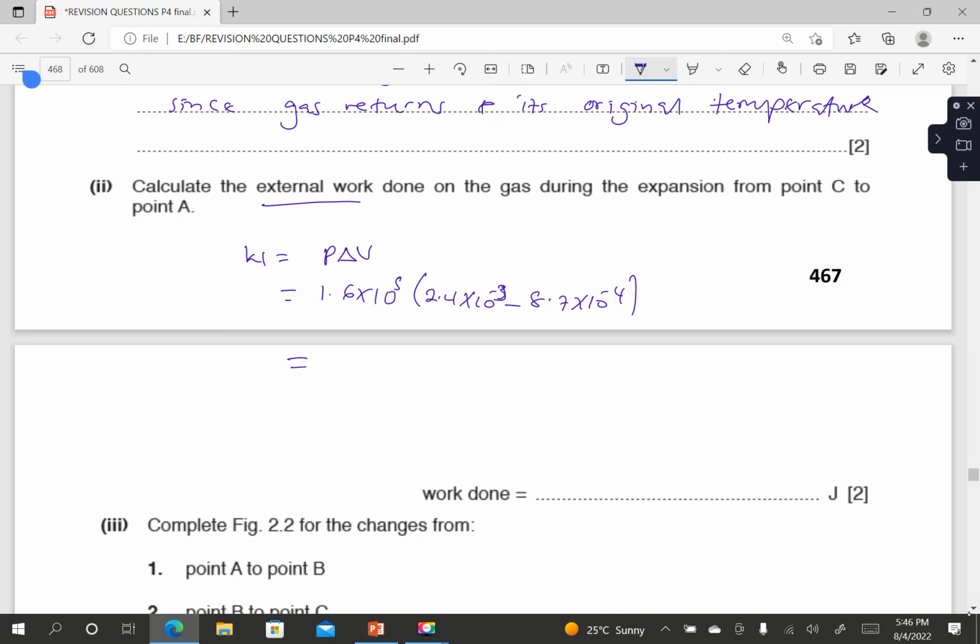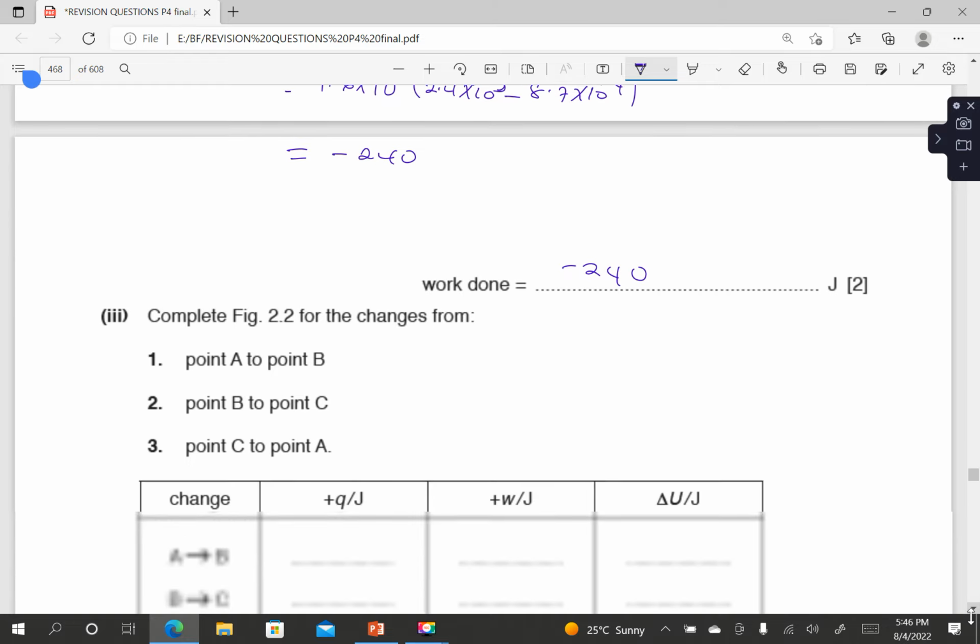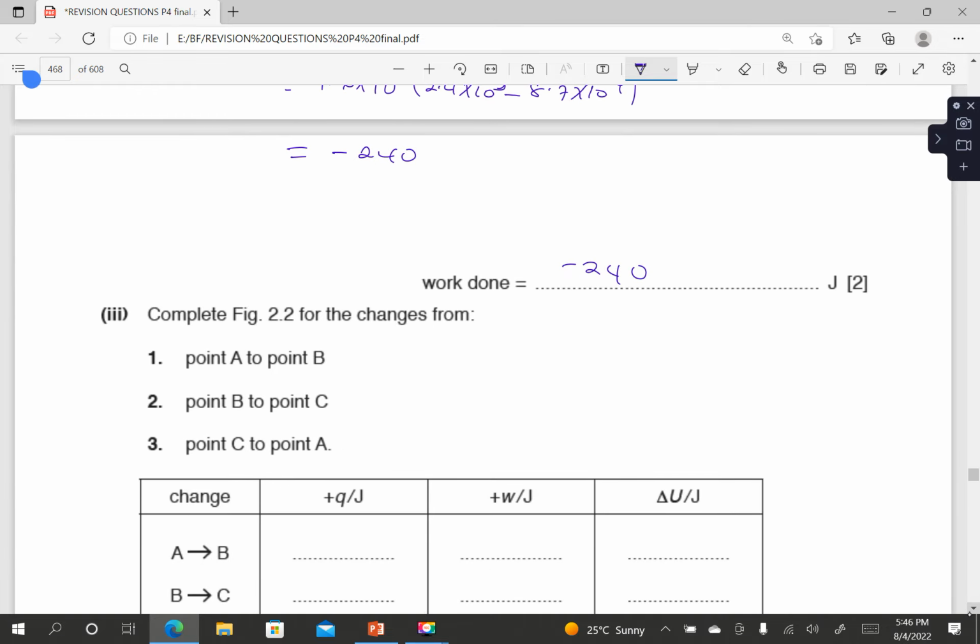I'm pressing my calculator. Having in mind that this work done is negative because of the expansion, this is giving me negative 240. The negative is because the gas is doing work. And the teacher said when the system does work on the surrounding, the work done is negative by sign convention.